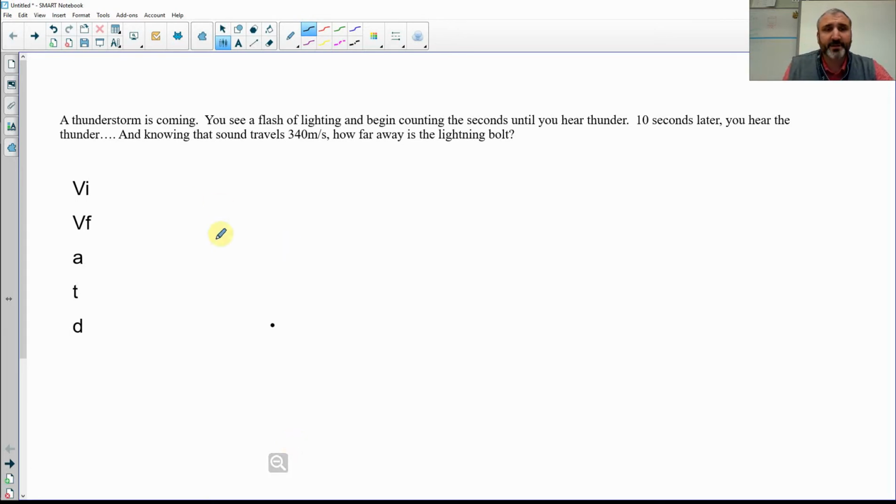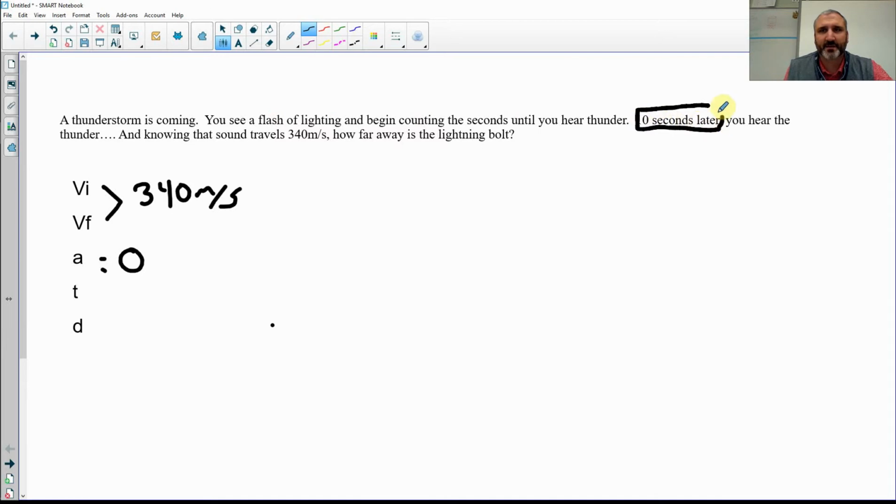So the first thing you have to realize is that sound doesn't change its speed. So the VI and the VF are both 340 meters per second. And that basically means that the acceleration is 0. We also know that the time is 10 seconds, and we are looking for the displacement, the distance, how far away the lightning bolt is.